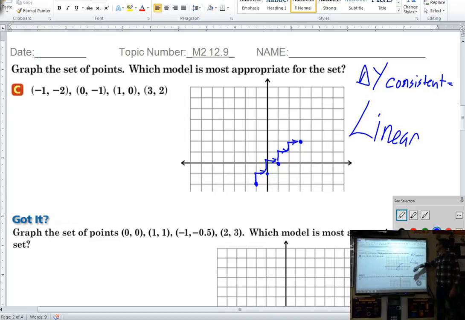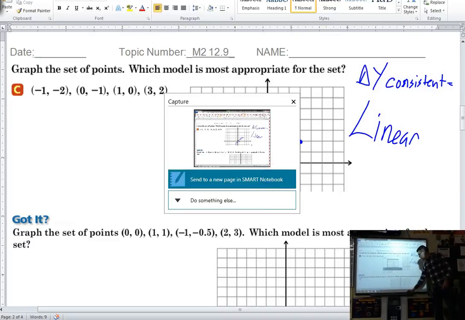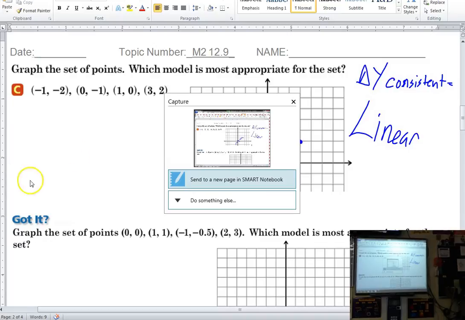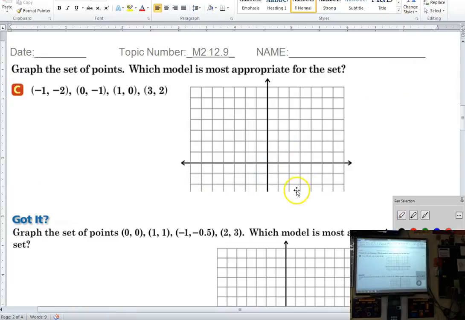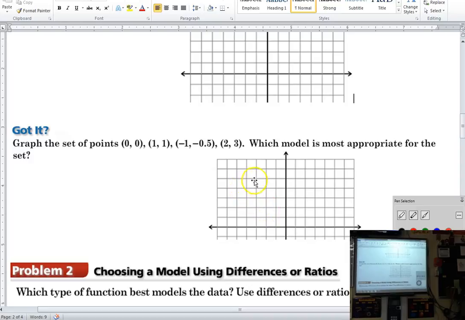Oh, come on. Don't be mad at me. Try the problem real quick. Now, if they're nice and put your points in order, it's a lot easier to look at. Because if this was nice and I went from -1 to 0 to 1 to 2, I go from negative half to 0 to 1 to 3.